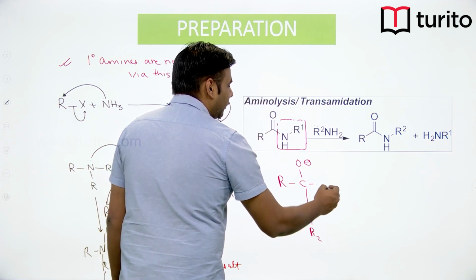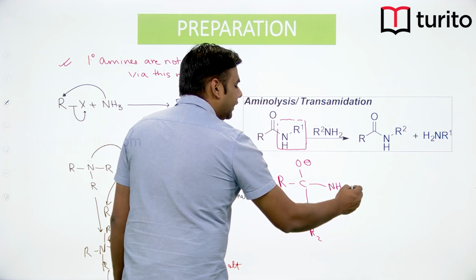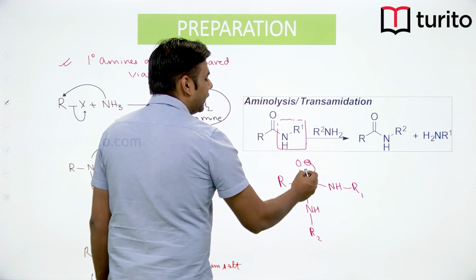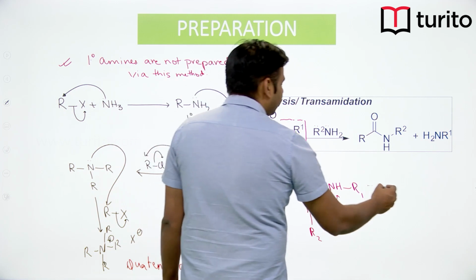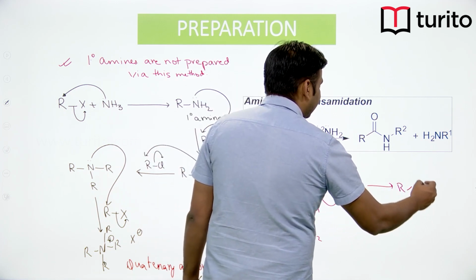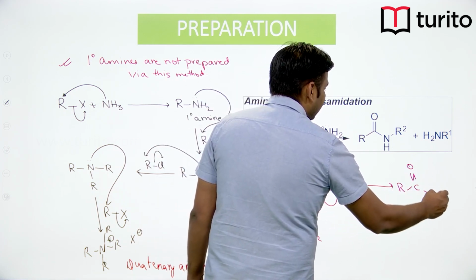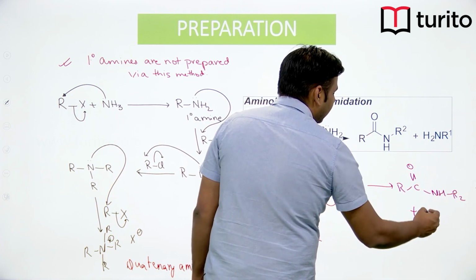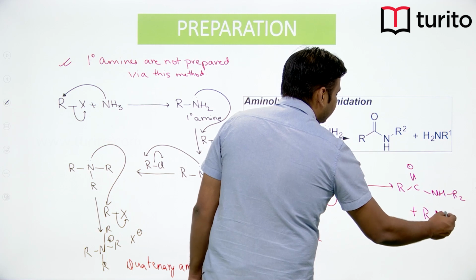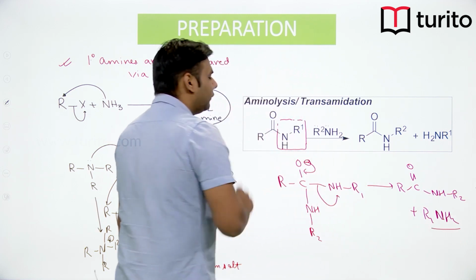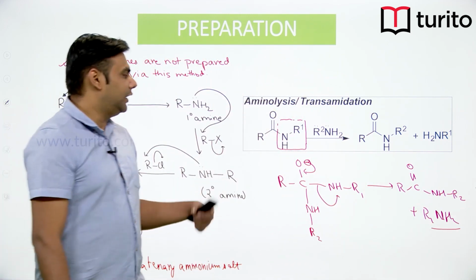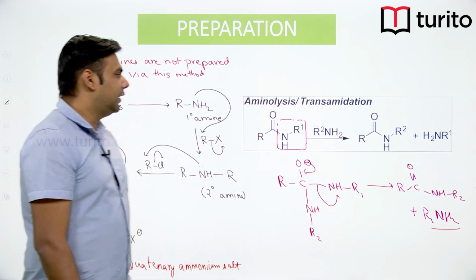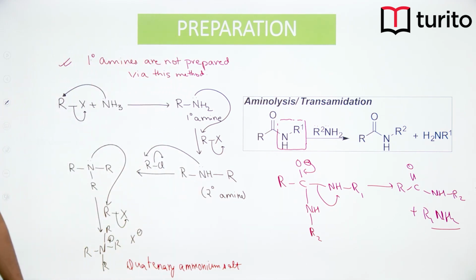NHR2, NHR1 is attached at this. So they will push the electron and this will go out. So basically what we are doing, we are replacing the NHR group with another NHR group, and through this we are taking out one of the RNH groups, and we say this is called transamidation. I hope these two reactions are clear to you.